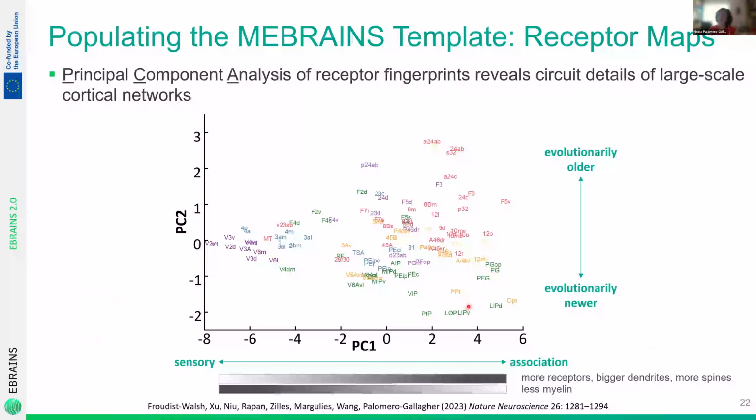So interestingly, these two axes of the principal component analysis separate brain areas on the one hand based on whether they're associated with sensory functions or if they're more association multimodal areas, and it also separates them depending on whether their evolutionary origin, phylogenetic origin, is older or newer. Okay, so these are the kind of things that you can see.